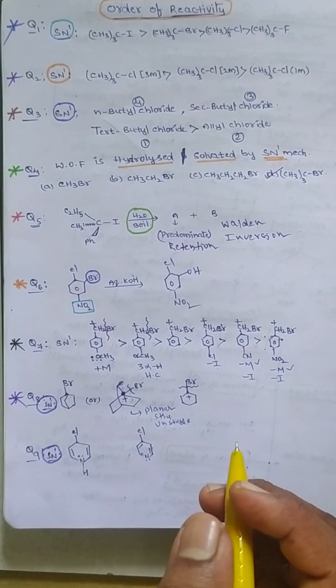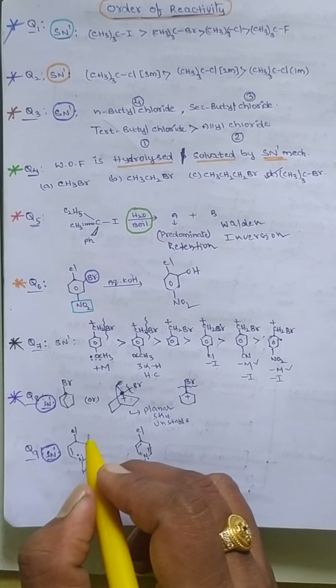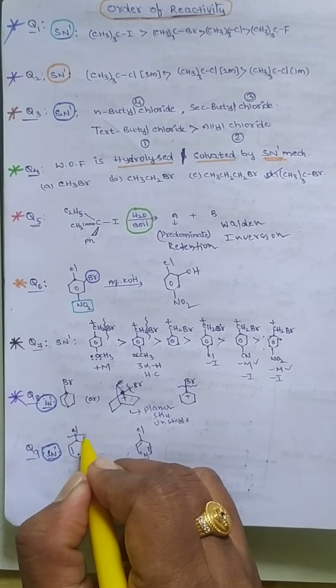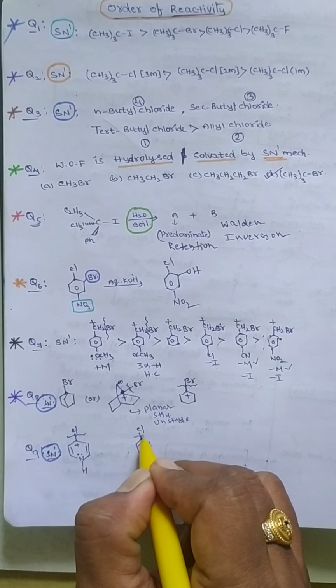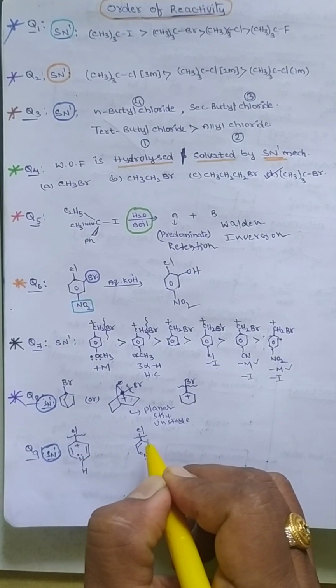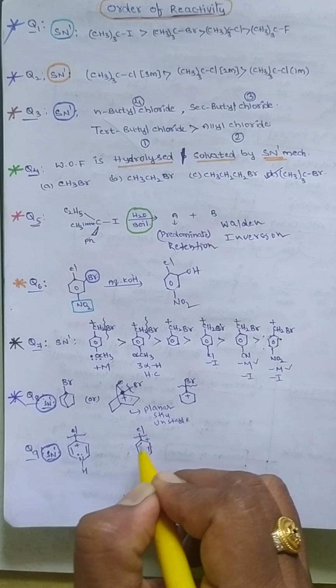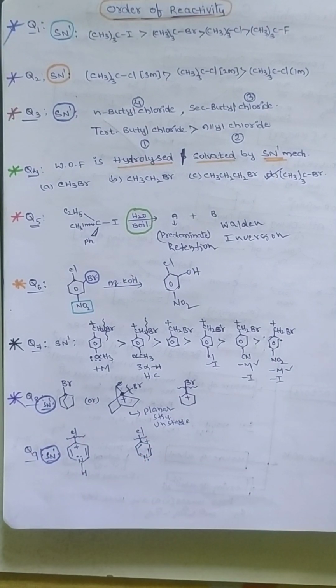Next, another one. Now this one. Here also you can break the carbon-halogen bond and form the carbocation. Now which one is more stable?